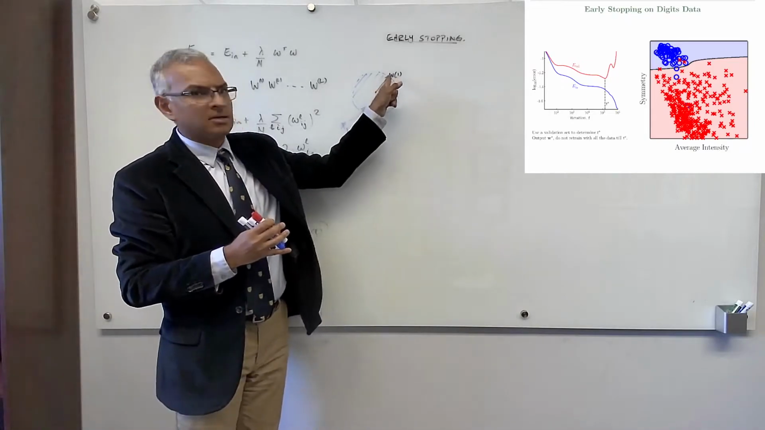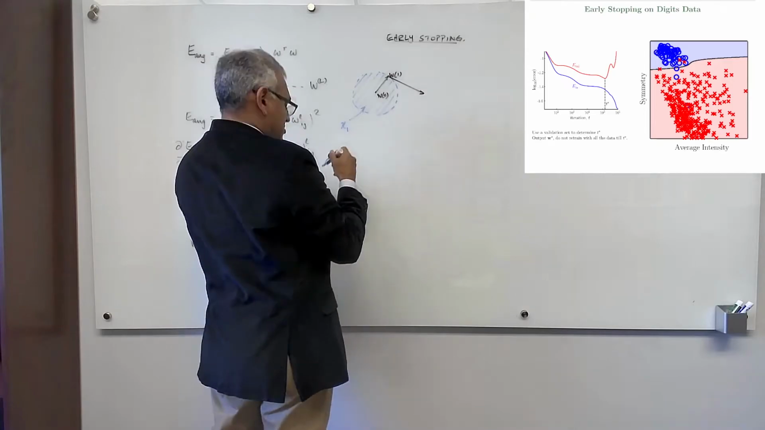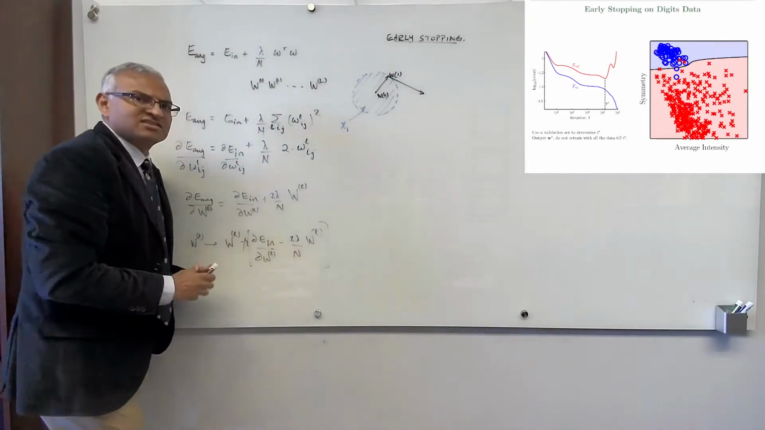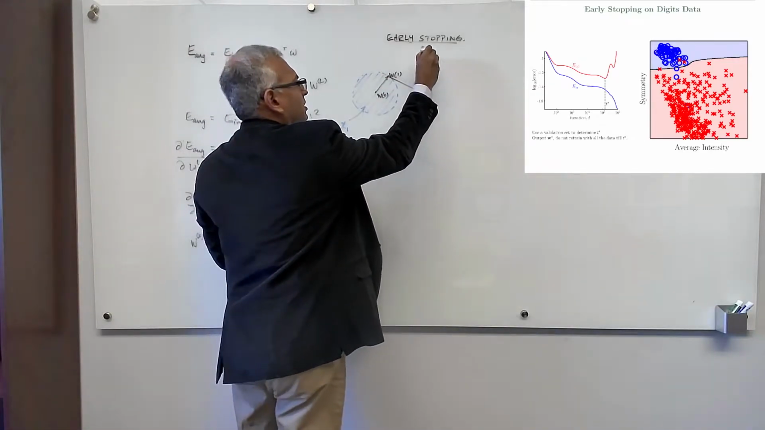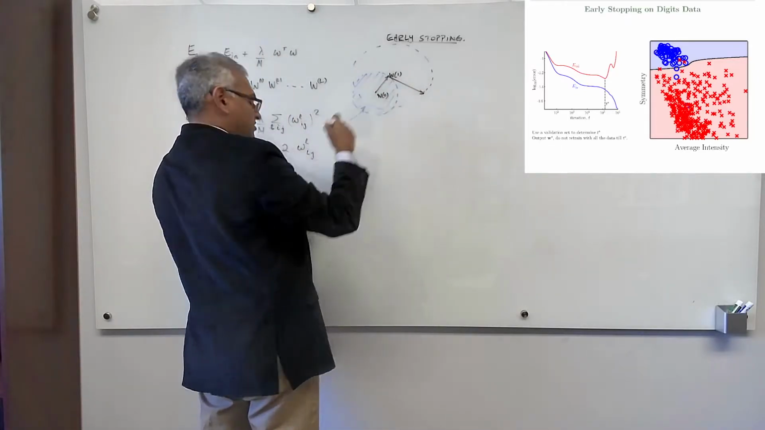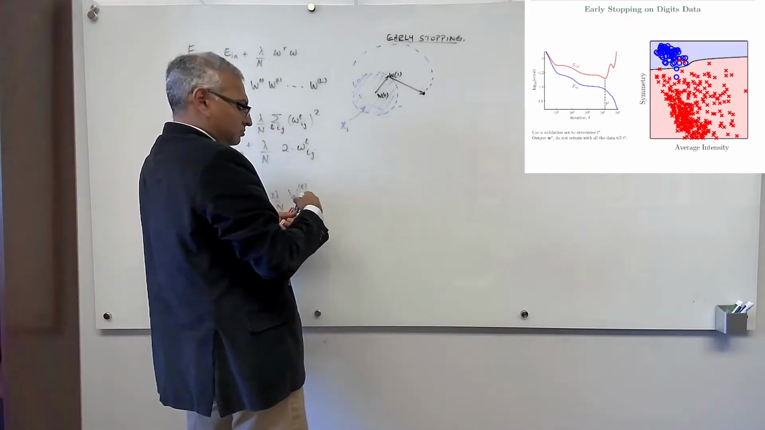I'm starting here and I take my next gradient descent step. So let's say it takes me over here. Again, why did I take that step? Because it was the gradient descent step. It was the best step to take of that size. So if you look at all the possible weights in that sphere of that size, these are the best weights to move to.